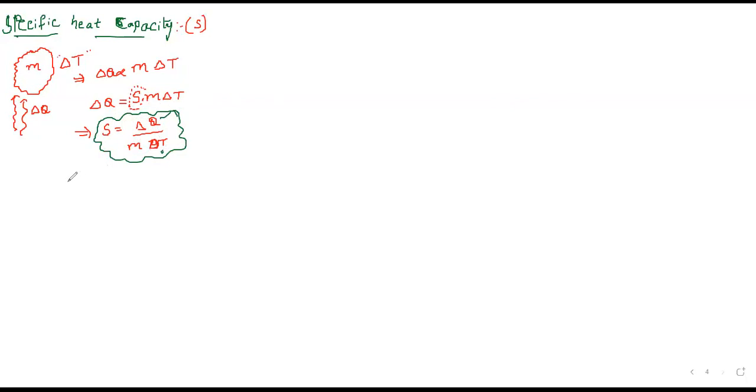In this context, we use another term, thermal heat capacity, that is delta Q by delta T. Delta Q by delta T is S into M. This is called the heat capacity. Instead of unit mass, we can consider any quantity of mass. If you increase its temperature by 1 degree Celsius, then that amount of heat energy required is considered the thermal heat capacity.